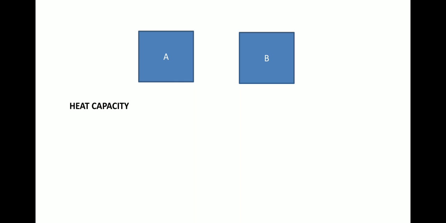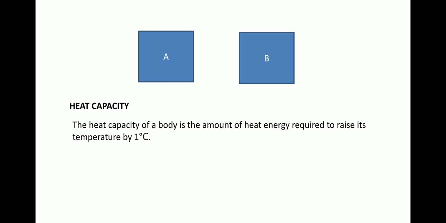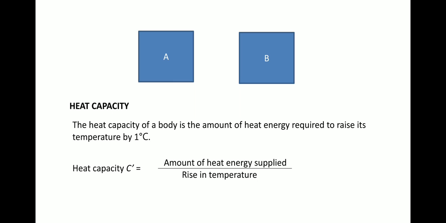So the heat capacity of a body is the amount of heat energy required to raise its temperature by 1 degree Celsius. The difference in heat needed to raise the temperature is because of heat capacity, because each and every substance has its own, different heat capacity. Heat capacity is represented by C dash, which is equal to the amount of heat energy supplied divided by the rise in temperature.